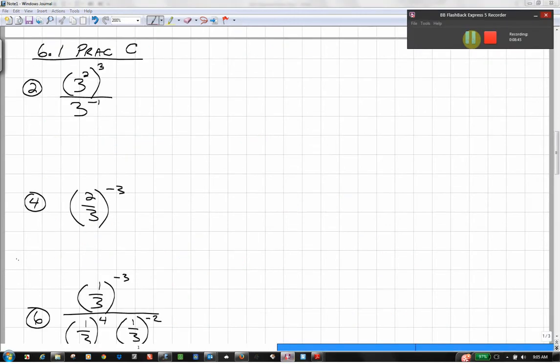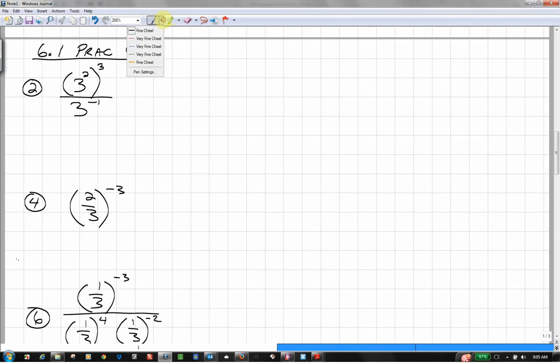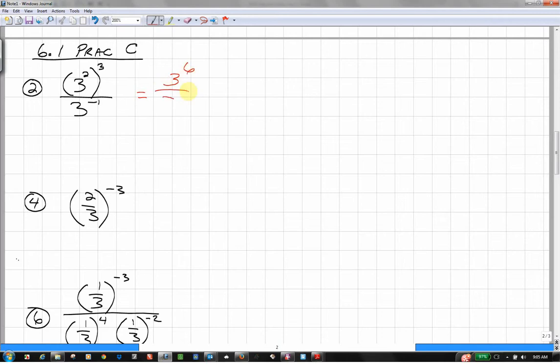This is side C of the homework. So what we're going to do is distribute the exponents here. So that would be 3, and the exponents would multiply. So that would be 3 to the 6th, all over 3 to the negative 1. Then these would subtract, largest one minus the smallest one. That would be 3 to the 6th minus the negative 1. That would be 3 to the 7th.